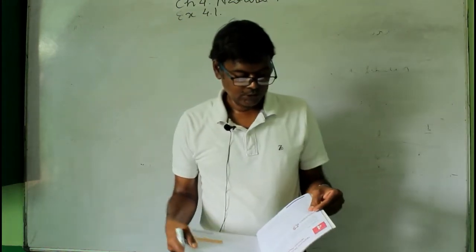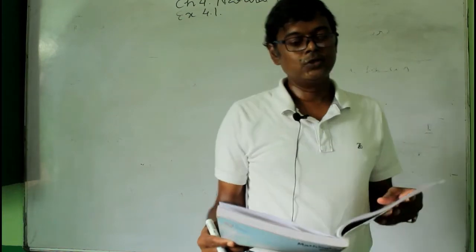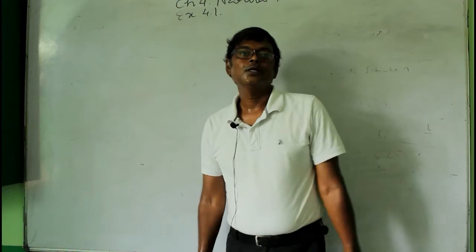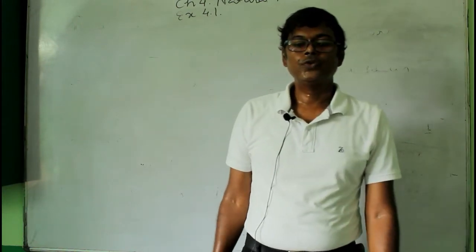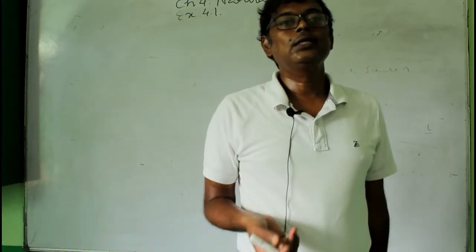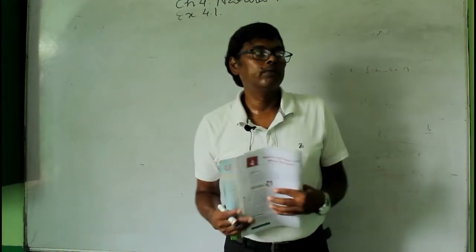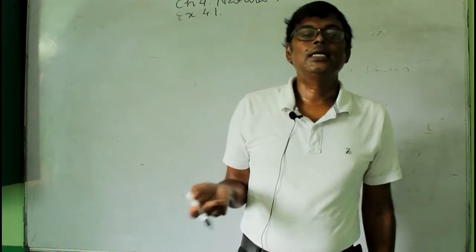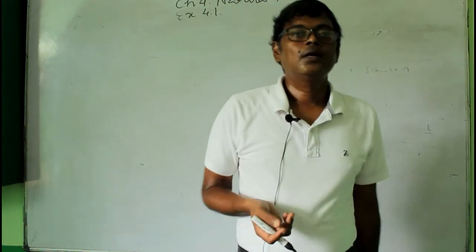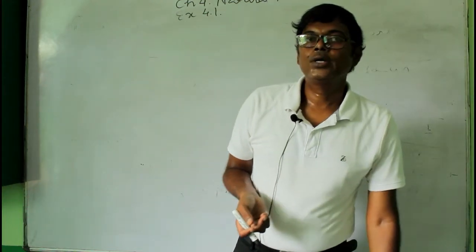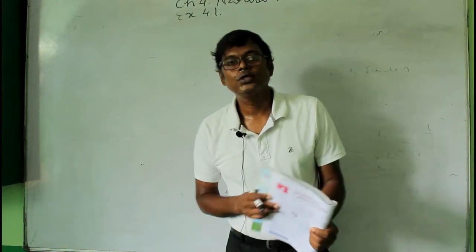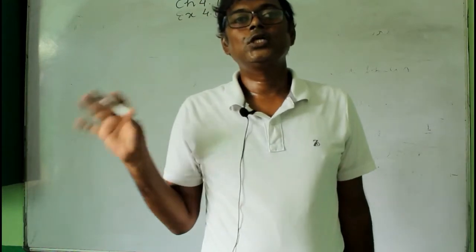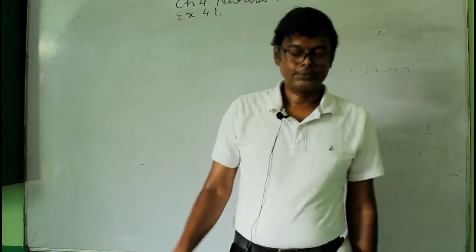Okay, so here, the name of this chapter is numbers, that is the natural numbers and the whole numbers. So first you must know what are the natural numbers and what are the whole numbers. What are the natural numbers? The counting numbers. Counting numbers are called the natural numbers, like 1, 2, 3, 4, 5, 6. Okay, this set of numbers is called the natural numbers.